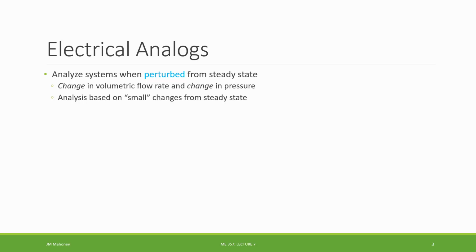And this is not different than what we were looking at with mechanical systems or electrical systems. In both of those, we were looking for changes from the steady state or changes from equilibrium. However, the language we're going to use is usually just calling something the flow rate or the pressure, but technically it is a change in those things from the equilibrium or steady state values.